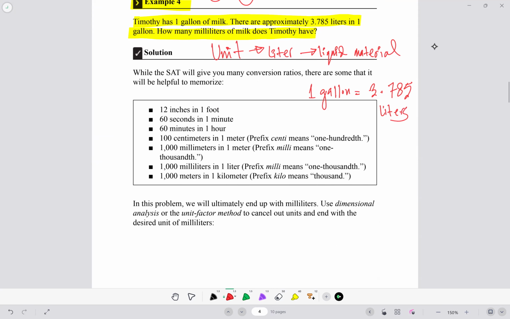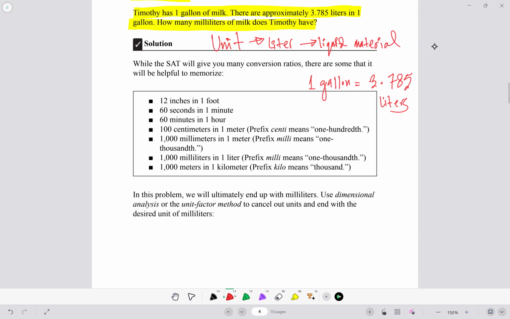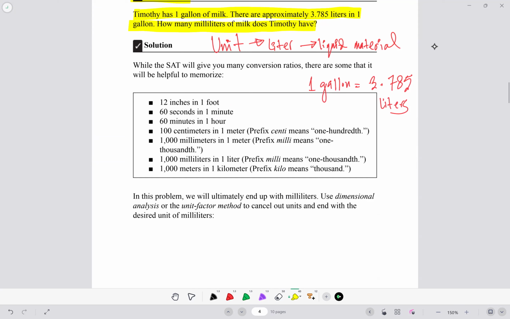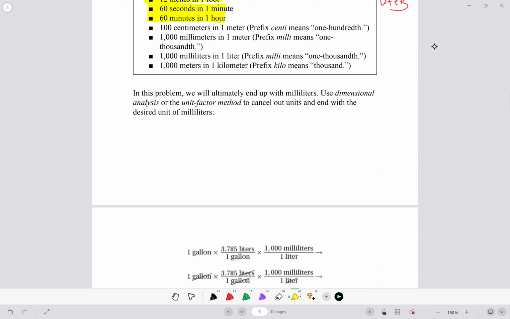Then we know that 1 liter equals 1,000 milliliters. If you understand these things, then this problem will be quite easy, like 12 inches in 1 foot, 60 seconds in 1 minute, 60 minutes in 1 hour. And the prefixes: yocto, zepto, atto, femto, pico, nano, micro, milli, centi, deci, deca, hecto, kilo, mega, giga, tera, peta.